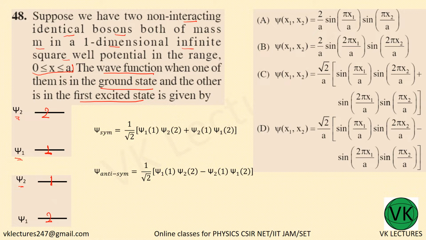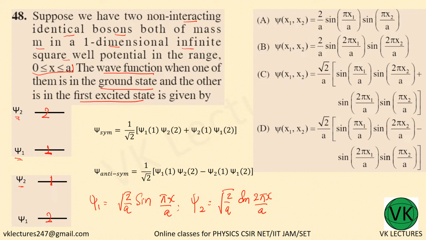Okay, now what is psi? Psi 1 is equal to under root 2 by the length of the box, a, sine of n pi x by a. Since n equal to 1, it is sine of pi x divided by a. This is psi 1. What is psi 2? Under root 2 by a, sine with n equal to 2, so 2 pi x divided by a. So this is psi 1 and psi 2.